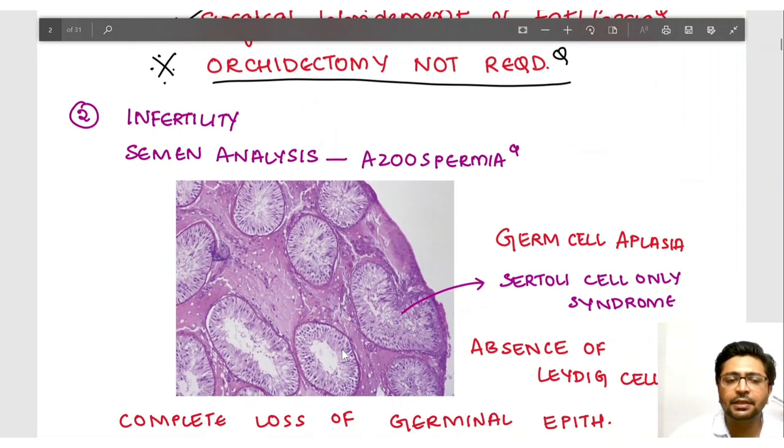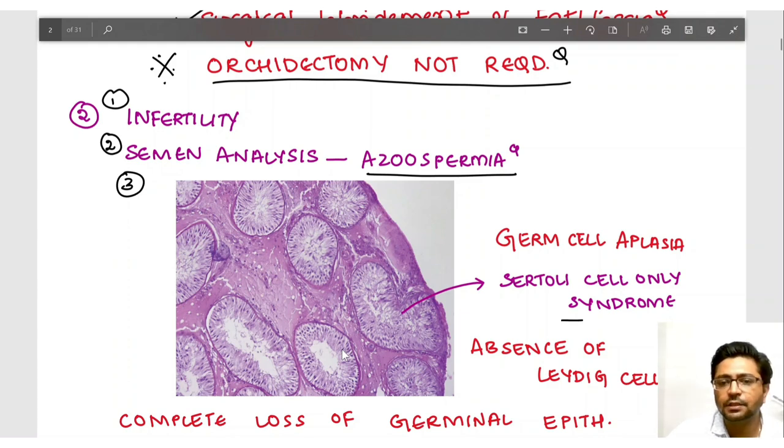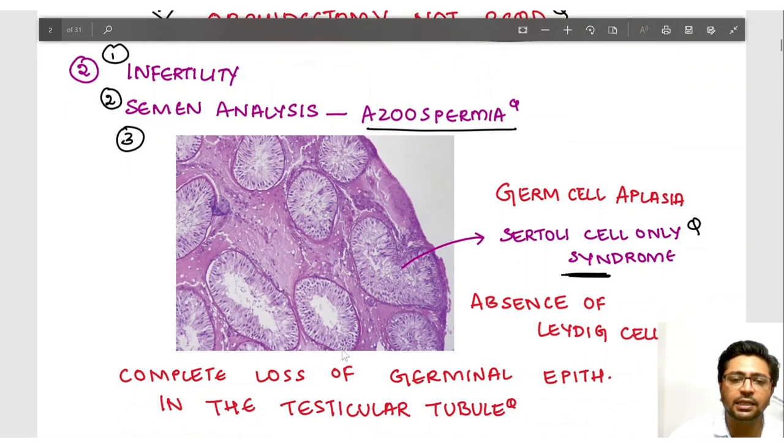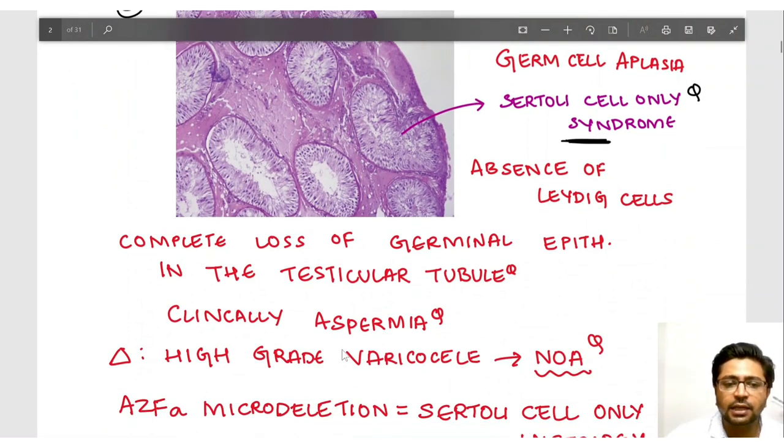Coming to the next question. A patient presents with infertility, and semen analysis shows azoospermia or aspermia, and the histopathological image shows Sertoli cell only pattern. So what is this Sertoli cell only syndrome? Where do you see it? We are going to see this in high grade varicocele. So the diagnosis of this condition would be high grade varicocele. It is a type of non-obstructive azoospermia.